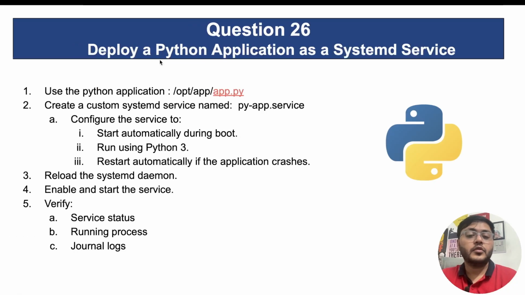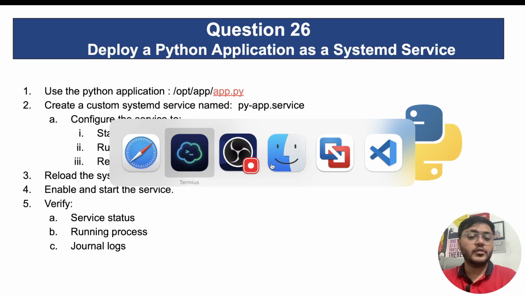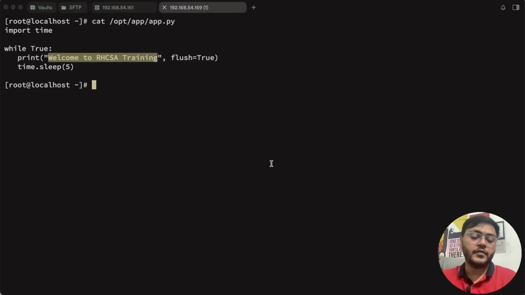Our second point is to create a custom systemd service named py-app.service. Let's create this custom systemd service file, or the unit file you can say. We have to configure this service so that it starts automatically, uses python3, and restarts automatically if the application crashes. We will test all these three scenarios and mention these in our unit file.